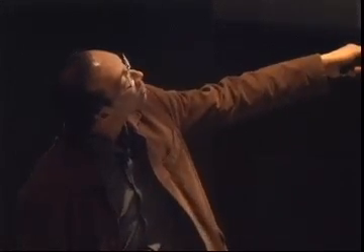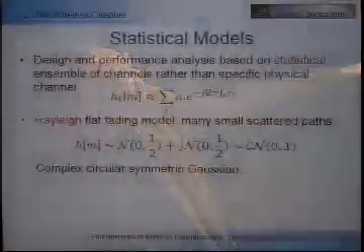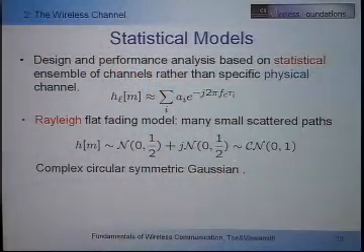All right? Then the real and imaginary parts are both Gaussian. And this is called a circular symmetric Gaussian random variable. Complex number, both real and imaginary parts are independent Gaussian random variables. Okay, let's think a little bit about this. It's called complex circular symmetric Gaussian.